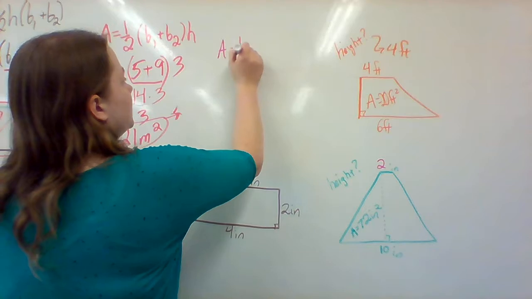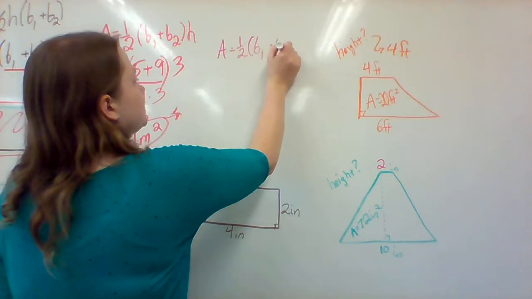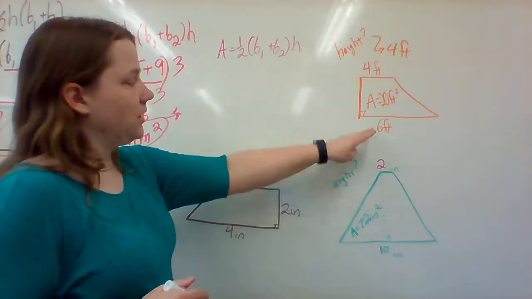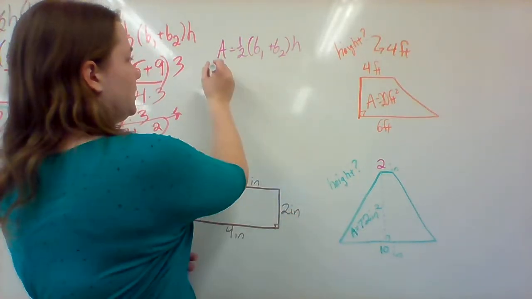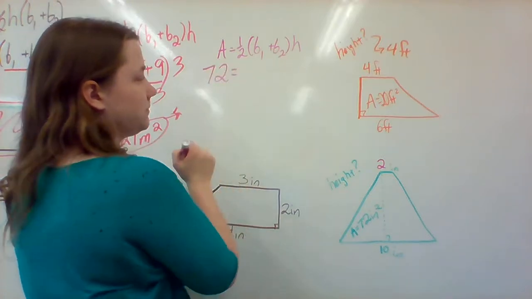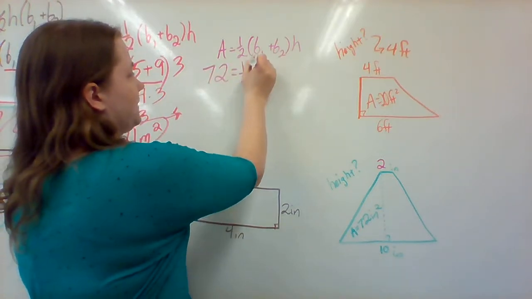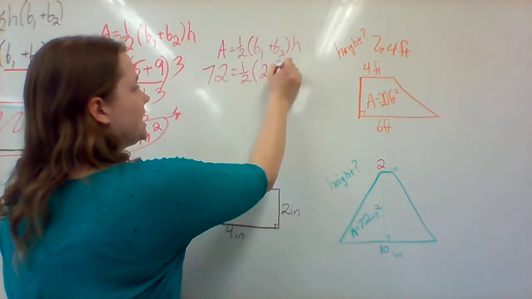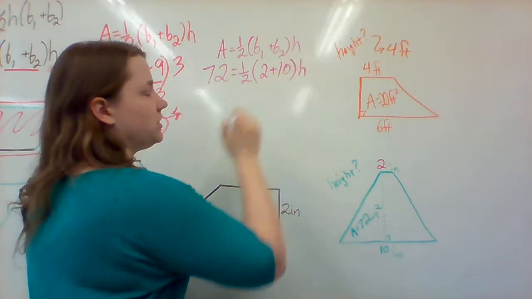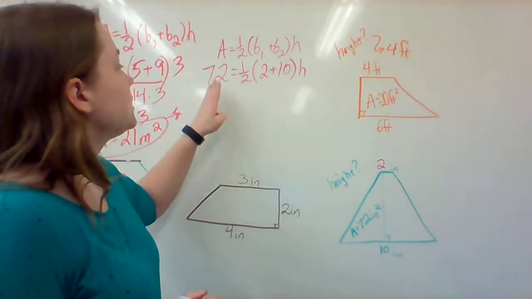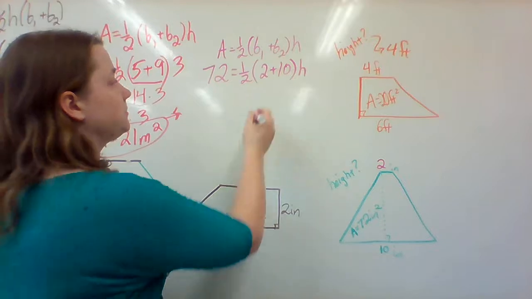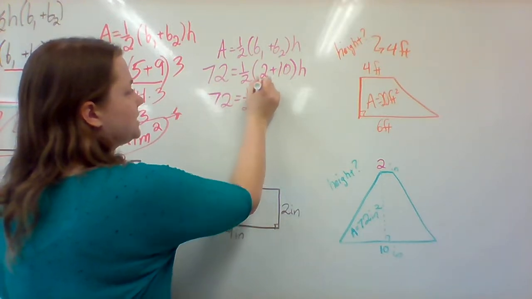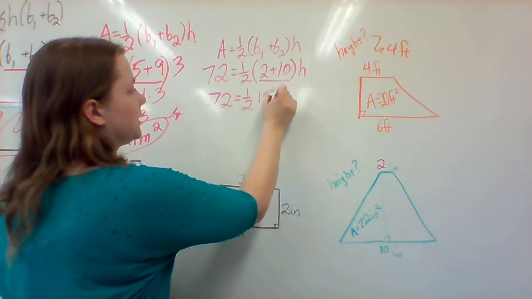A equals 1/2 base 1 plus base 2 times the height. Let's plug in everything I know. For the green problem, I know that the area is 72 inches squared. I know that the half stays. Base 1 is 2, plus base 2 is 10, times the height, which is unknown, so that stays in h. So the next thing I have to do is add up here. So 72 stays, the 1/2 stays, 2 plus 10 is 12 times h.